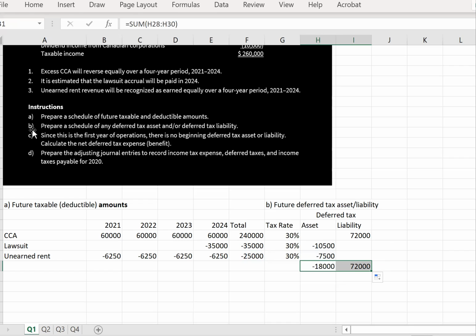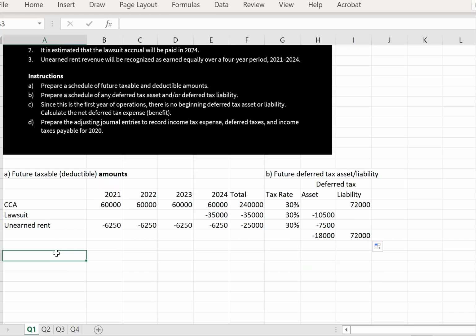So now we've done A and B. C says, since this is the first year of operations, there is no beginning deferred tax asset or liability. Calculate the net deferred tax expense or benefit. Okay, so that's not too bad. So if we go to C, we're going to have the net deferred tax expense or benefit. So all we're going to do here is say deferred tax expense.